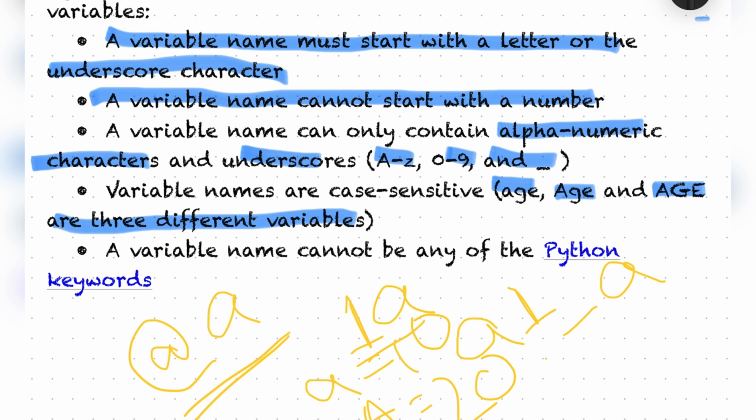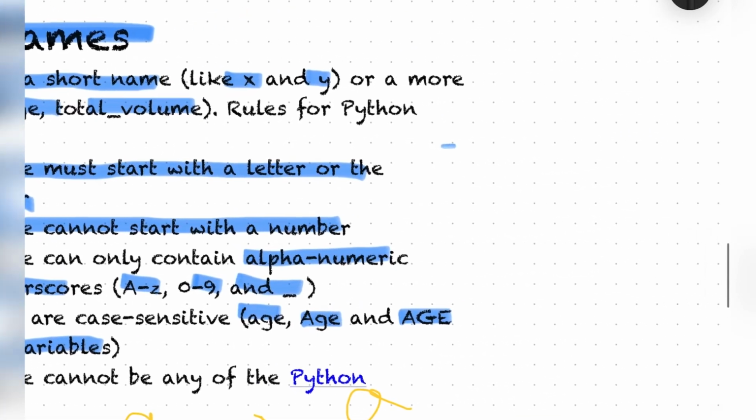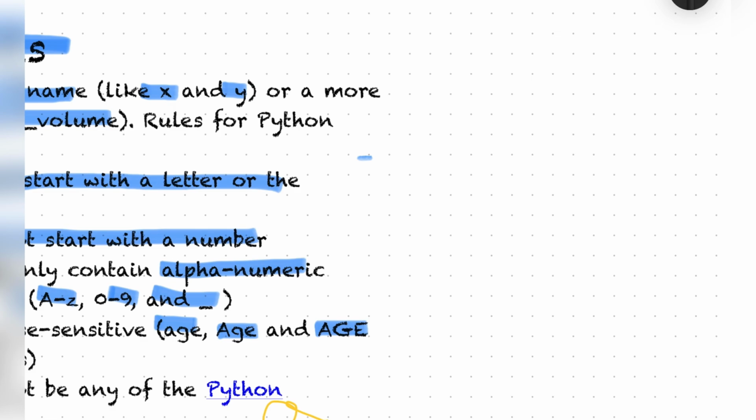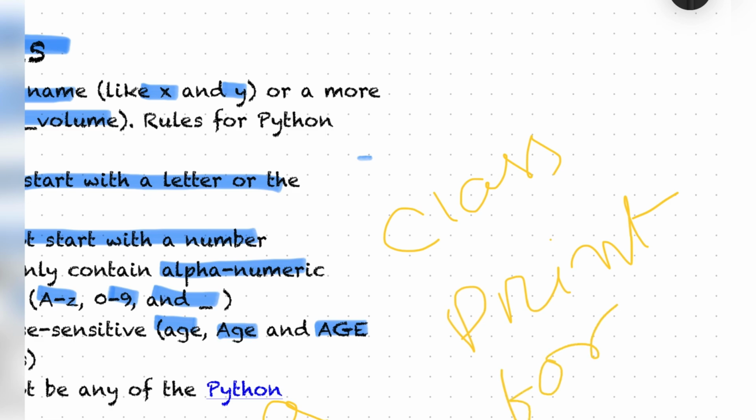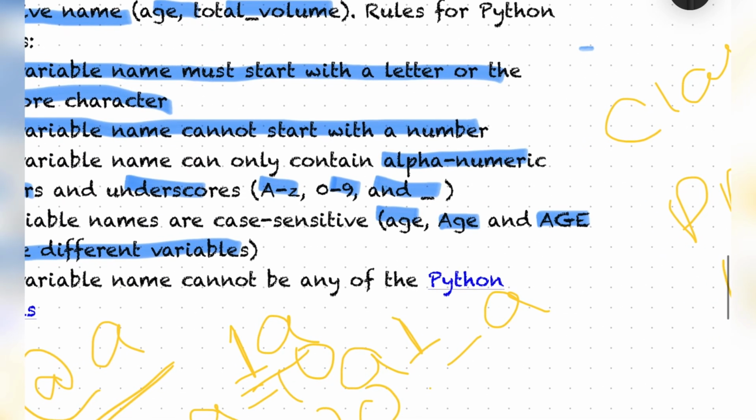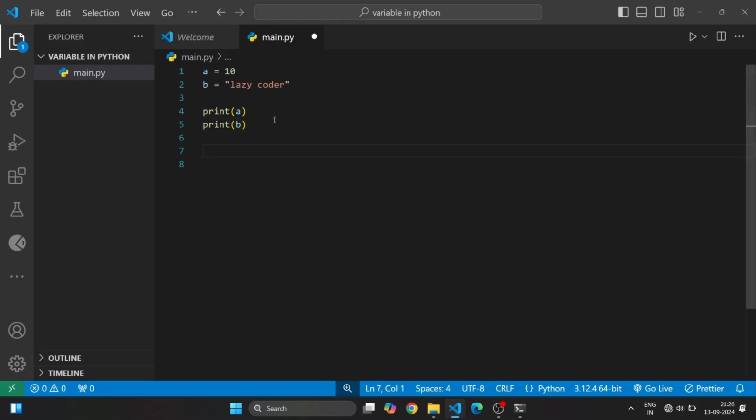A variable name cannot be any of the Python keywords. There are some predefined names in Python. Suppose we cannot name a variable class. Class is a predefined keyword in Python. We cannot name a variable print. We cannot name a variable for. There are some predefined words in Python. We cannot use them as variable names.